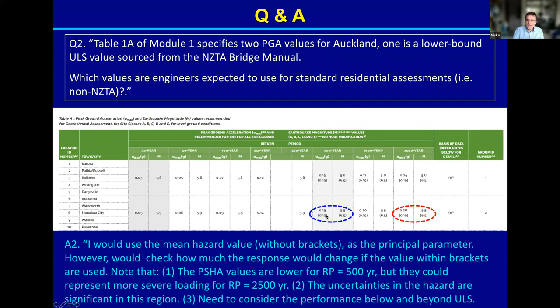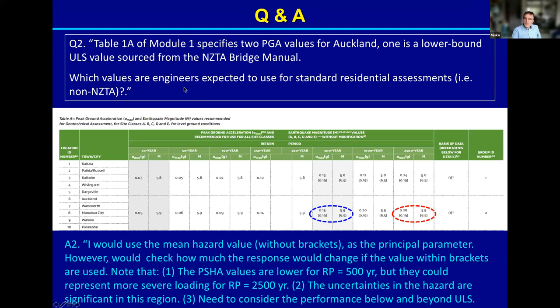So here indeed, from 500-year return period onwards, there are two values. The top, like 0.15 G for PGA and magnitude 5.9 are estimates from the mean hazard. And then the values in brackets are the values provided in the NZTA bridge manual, which is based on consideration of a source of 6.5 at a certain distance, and that is how this 0.19 is calculated.